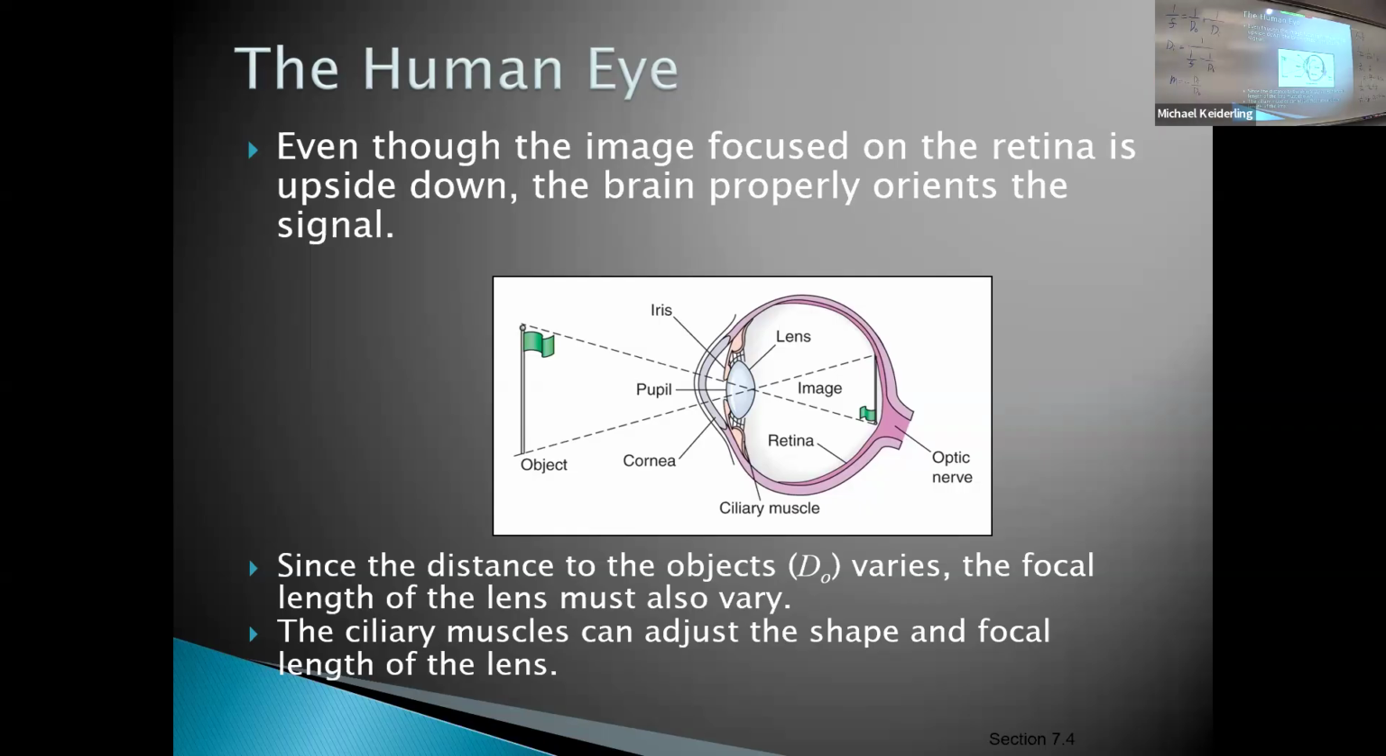And since the distance to the objects varies, but the distance to the image can't change, DO is changing, DI is fixed because you can't change the size of your eyeball. So what we do is we change our focal length. We change the shape of the lens. So the focal length of the lens must also vary. And we do that because we have muscles around our lens that squeeze or stretch the lens to change its shape.